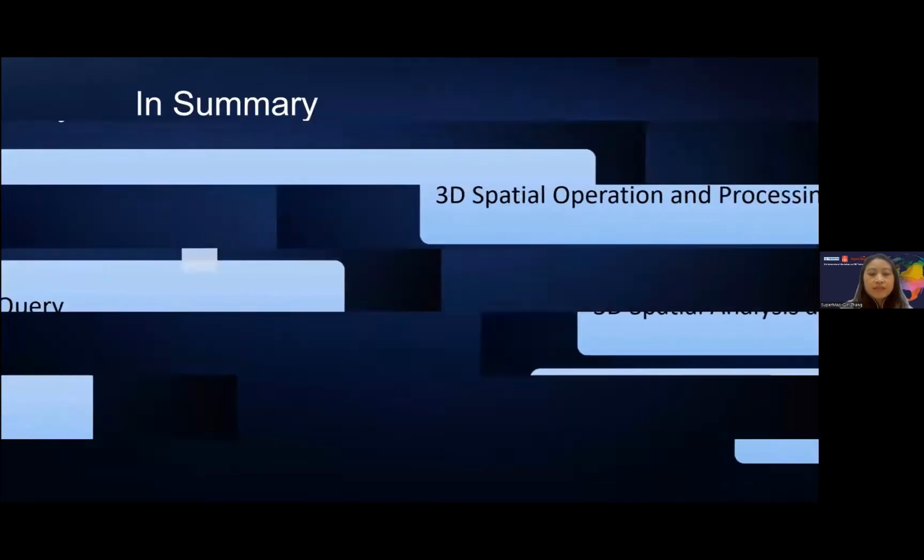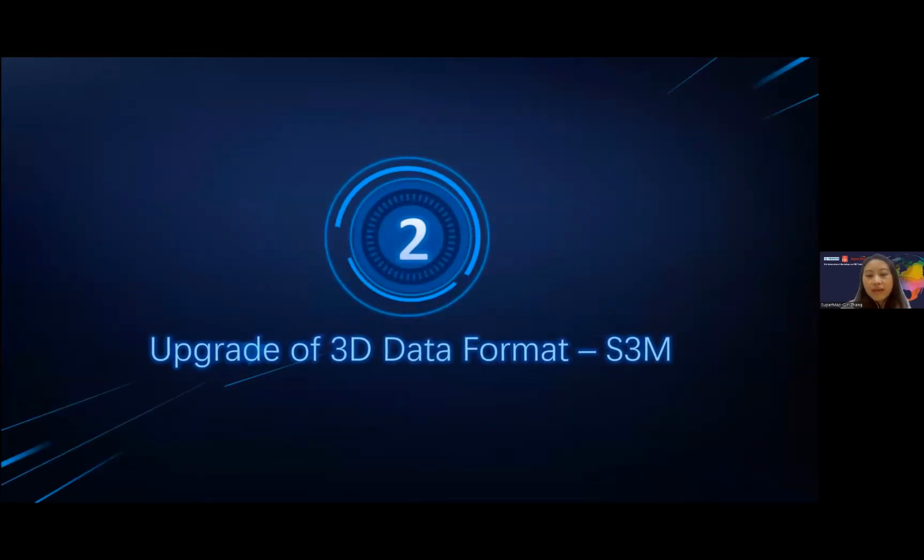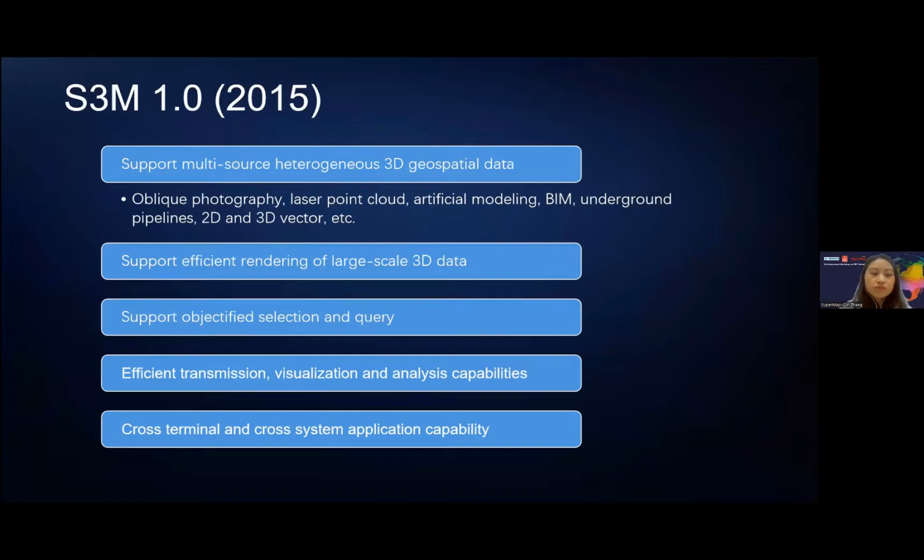Then let's take a look at the 3D data format S3M upgrade. Since the year 2015, we launched the S3M data format. It supports multi-source heterogeneous 3D geospatial data, such as oblique photography, point cloud, BIM, and so on. It also supports efficient rendering of large-scale 3D data, objectified selection and query, and efficient transmission, visualization, and analysis capabilities. At the same time, it is a format that supports cross-terminal and cross-system application.